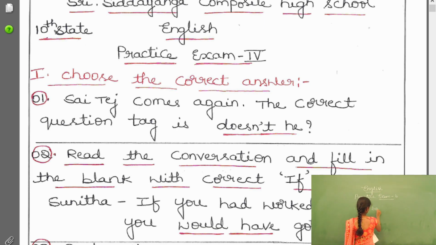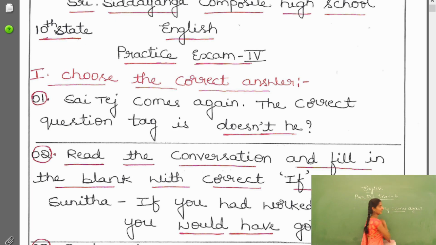Why? Look at the statement there. Sai Tej comes again, right? Here there is no word like no, never, not, none. So this statement is a positive statement. So I have to frame a negative question tag, first thing. And here you don't have any helping verb. If there is a helping verb, you have to use the same helping verb.